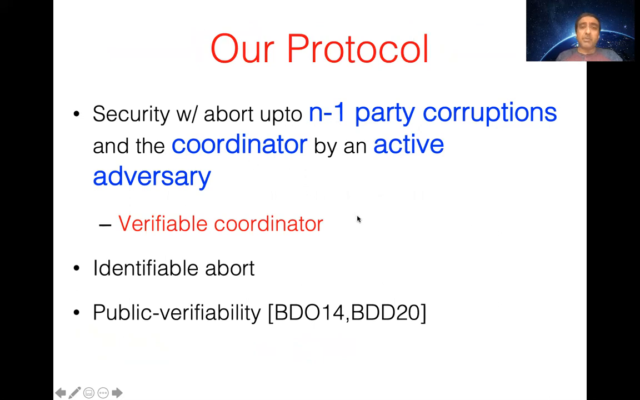So I just wanted to tell you some of the features of our protocol. We got security with abort up to n-1 party corruptions, and the coordinator, against an active adversary. And our coordinator is verifiable, so we don't have to trust the coordinator. Finally, we have identifiable abort because it's based on zero knowledge. Anyone who fails their zero knowledge, we can identify and kick them out. And again, we get public verifiability just by parties signing their messages.